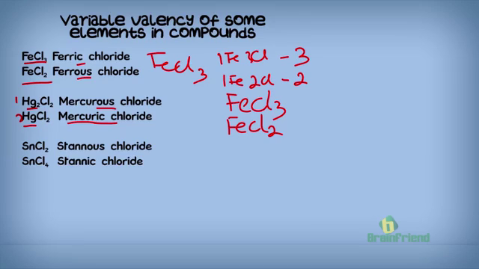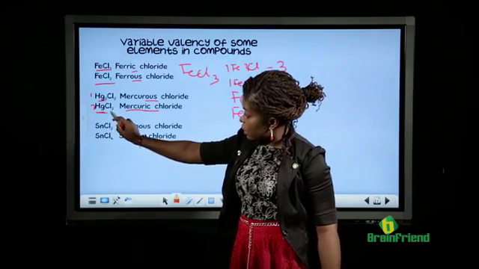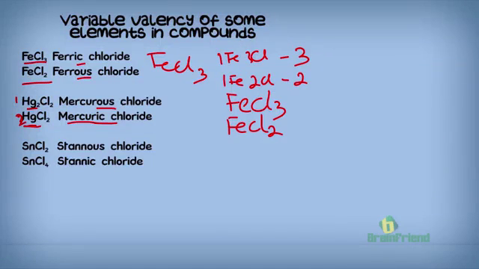This one, the mercury here, definitely has a higher valency. As you can see, it has a valency of 2. And the first one has a valency of 1. And so it's mercurous chloride, and the second one is mercuric chloride. Same also for stannous chloride. This has a lower valency than this. You can see the valency of tin here is 4, and the valency of tin here is 2. So this has a higher valency than this. And in writing, it will be called stannic chloride, while this one will be called stannous chloride.